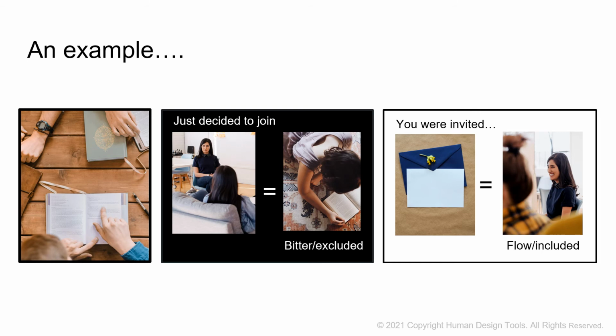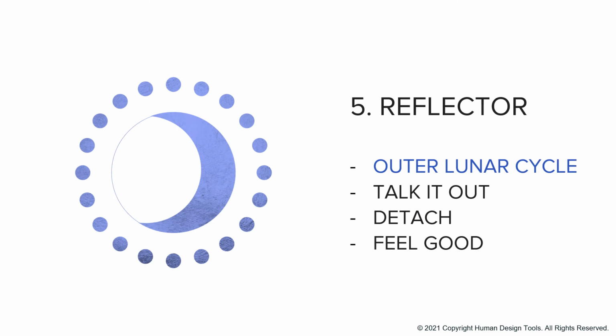Now, the fifth type I want to talk about is the reflector. It's a very rare type. Less than 1% are reflectors, and they're here to be the barometer of health of the community around them.